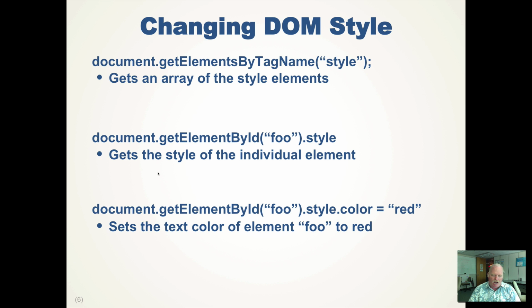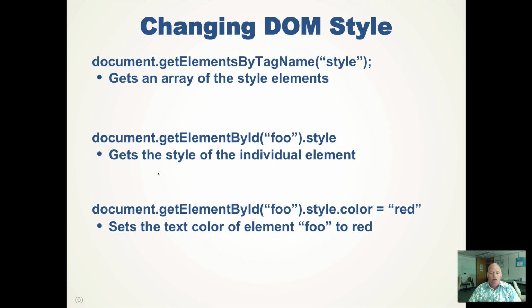It's not probably the best way to go, but you can. What most people will do is use document get element by ID or by class, and then use the style property of that particular element, so that gets the style. If we want to set the style, we could then use style dot and then whatever style we want to adjust. So we do style dot color equals red. That sets the text color, or the color, of that particular element to red.